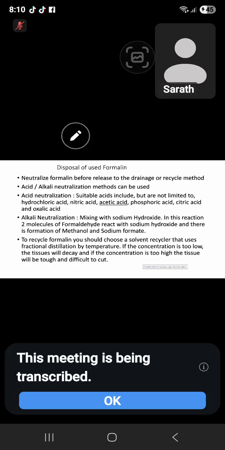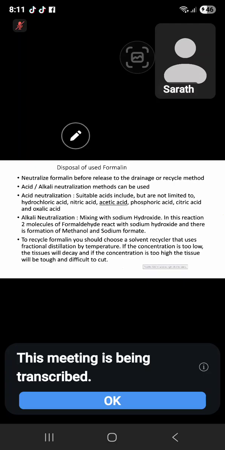Before you release to the drainage, you have to neutralize the formalin. Without neutralizing the formalin, don't release it to the drainage. It is wrong. It is a crime. So you can neutralize the formalin, that's one method, and the second is you can recycle using a recycle machine. In neutralization, how do you do it? You can do acid neutralization or alkali neutralization.